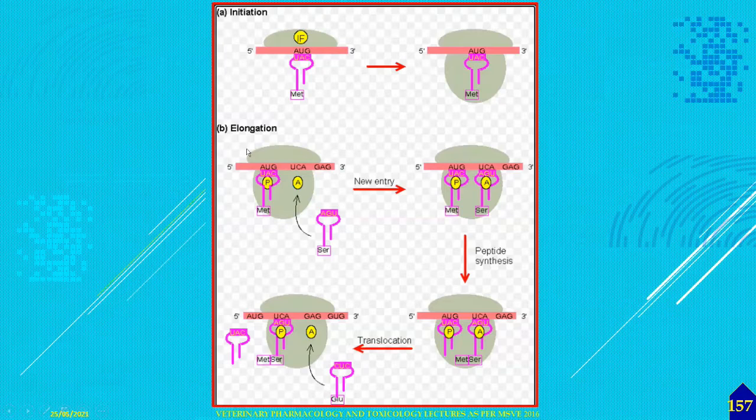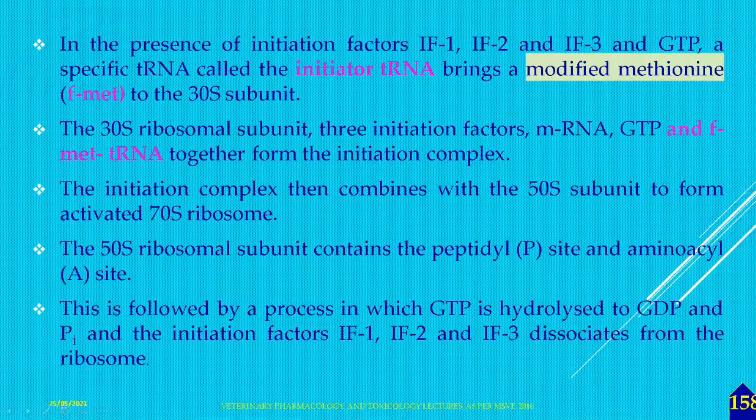Whereas the second step is elongation. Elongation means the length of the polypeptide chain is going to be increased. That's called elongation. So in the presence of the factors and a GTP, a specific tRNA, called the initiator tRNA, brings a modified methionine to the 30S subunit.